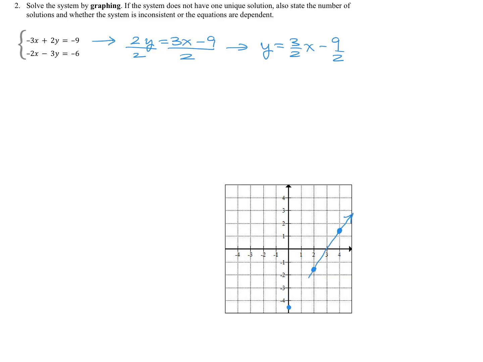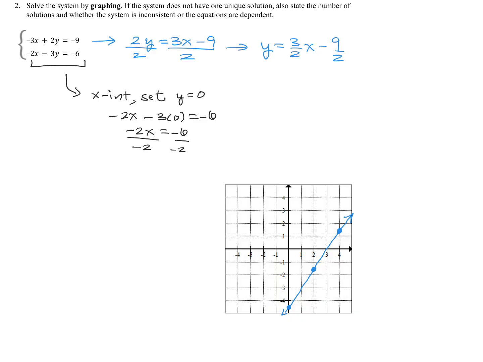All right, so that's the first one. Again, we use slope-intercept for that. For the second equation, let's go through and use the x and y intercepts. So for the x-intercept, we set the y equal to 0. And when we do that, we're going to have negative 2x minus 3 times 0 equals negative 6. So negative 2x equals negative 6. Divided by negative 2, we have x equals 3. So that's the ordered pair 3, 0.